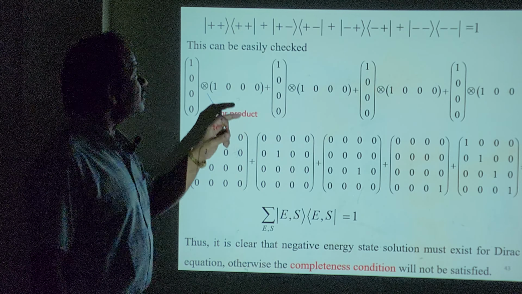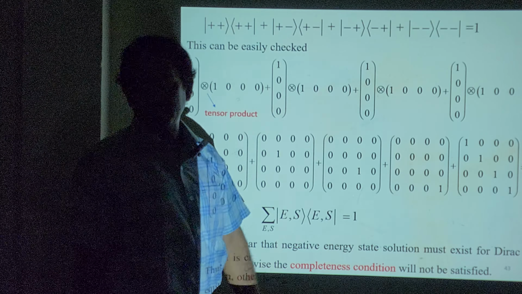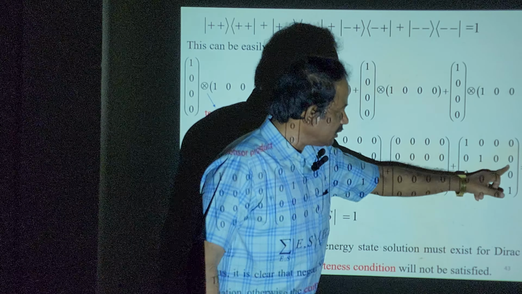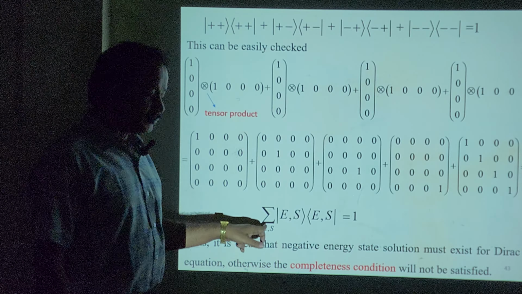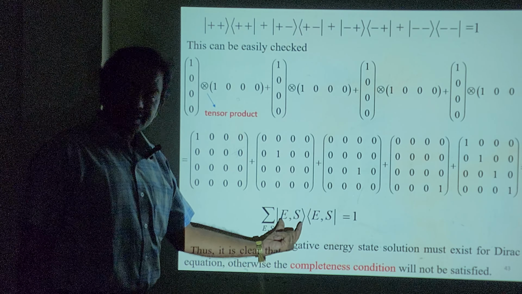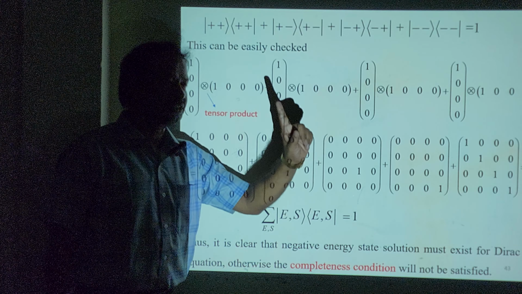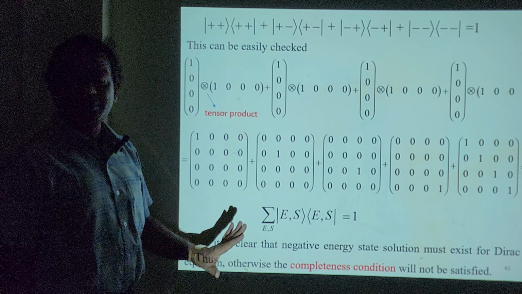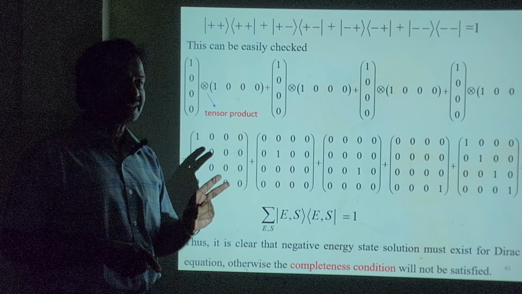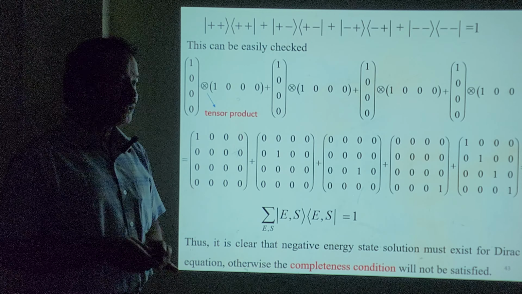For the completeness condition, we are going to have ket with bra, surely you will have an identity operator. So this is equivalent to the identity operator, which is equal to 1. So we can say that the sum over E, S of ket E comma S, bra E comma S will give you the identity operator, which is equal to 1. So the completeness condition also is satisfied. It has to satisfy mainly two conditions, as I said. One is the normalization condition, then the other one is the completeness condition.